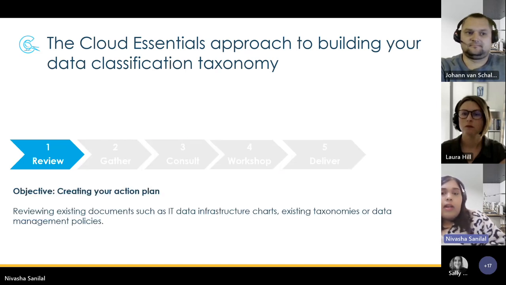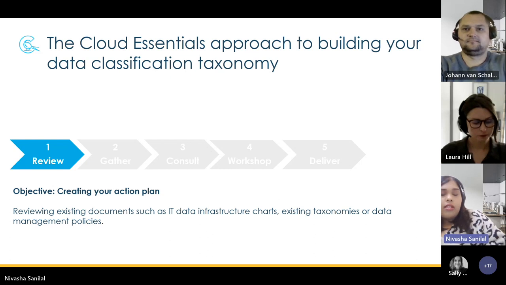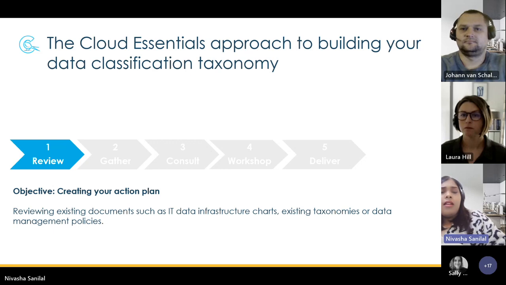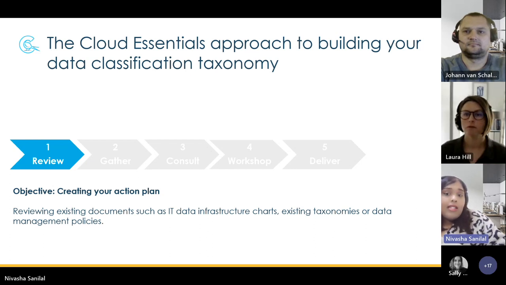So if you look at phase one, it's really your review process. With this, we ask that if you're the person in charge of putting together your data classification taxonomy, ask around. Check with your business as to what work has been done already. Are there perhaps existing taxonomies? It might not cover your whole organization, but it might cover specific systems or specific departments. Are there maybe data infrastructure charts or data management policies that could help drive the creation of DLP and sensitivity labels? It's really about creating an action plan from what you might already have in existence.